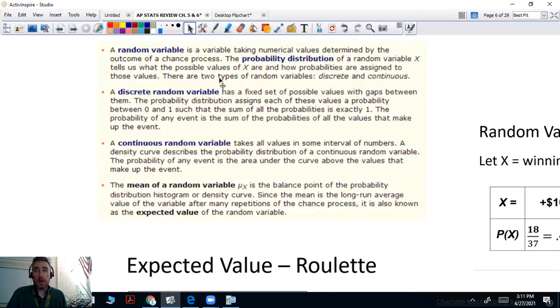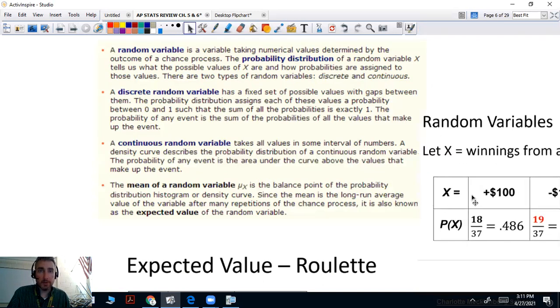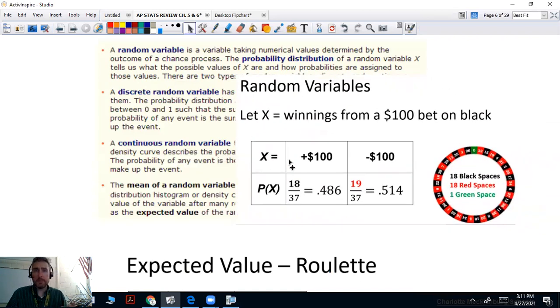Random variables are, simply put, related to probability distributions. So we talk about a random variable in this situation. Let X be the winnings from a $100 bet on black. We have basically two outcomes in this scenario. You win $100 if you land on black, and 18 out of 37 are black. And you lose $100 if you land on red or green, so it's 19 out of 37. As you can see, those are slightly different because there's an odd number, so it's not going to be perfectly equal.